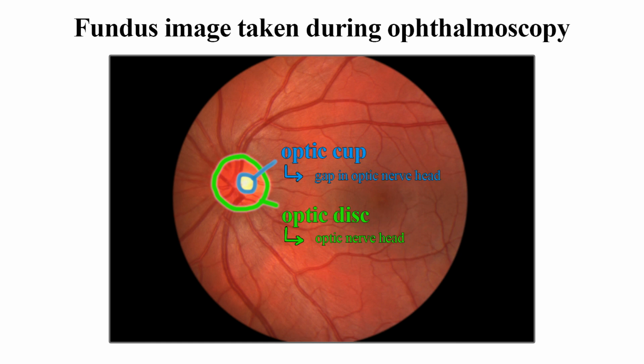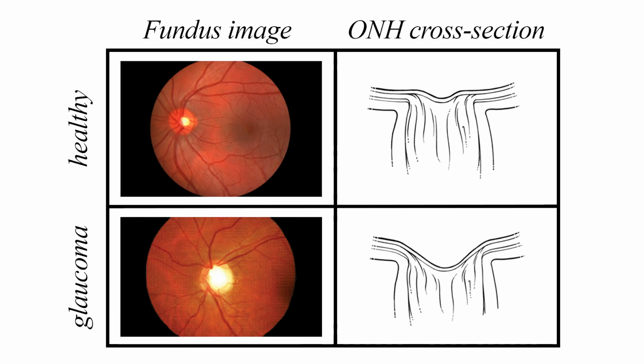Let's compare the image with a cross-sectional view. Notice how in the second picture, where there's a more dramatic depression, a bigger gap in the head of the nerve, the optic cup is visibly larger. We conclude that a larger optic cup means a larger gap of optic nerve cells. That could indicate that some cells have died, maybe as a result of glaucoma.